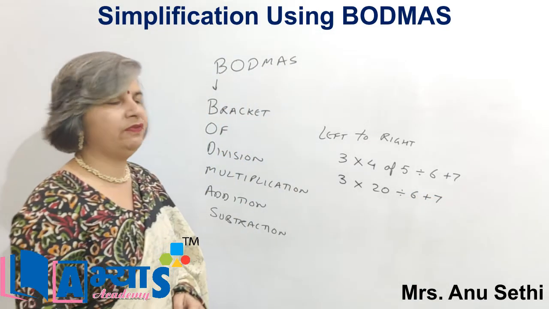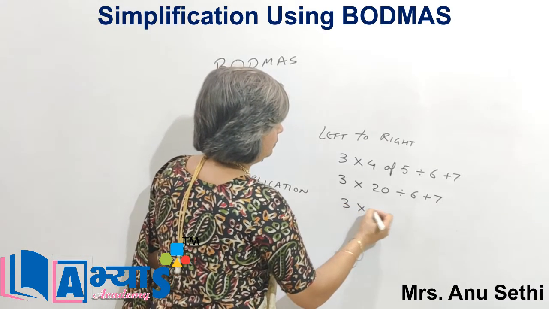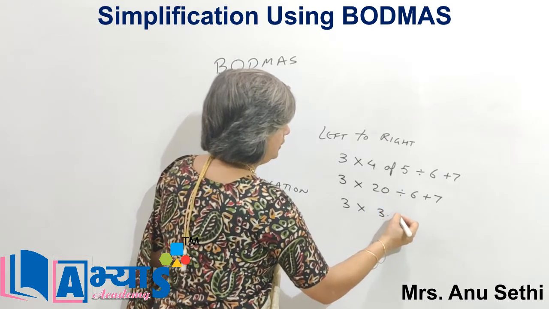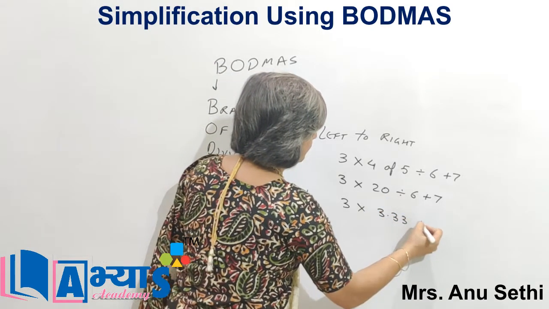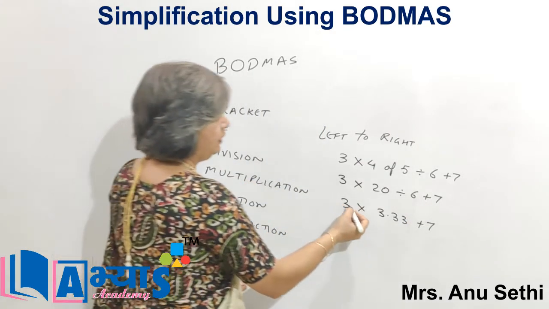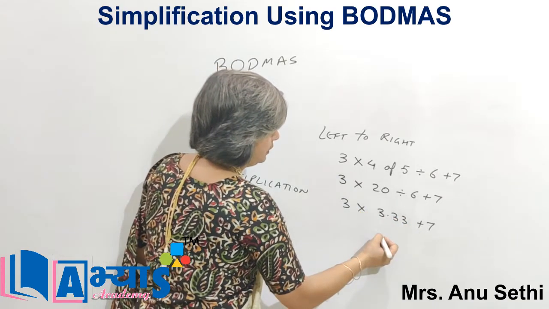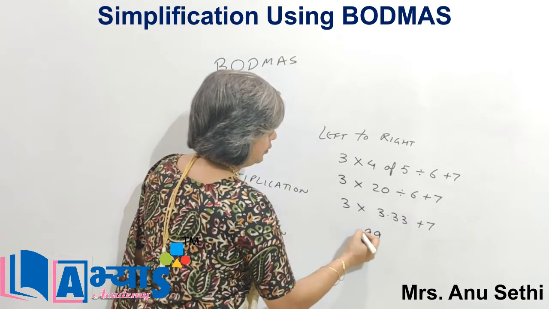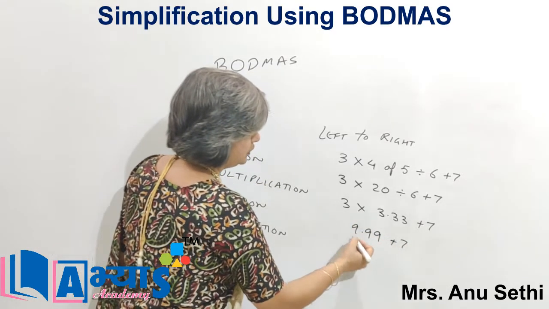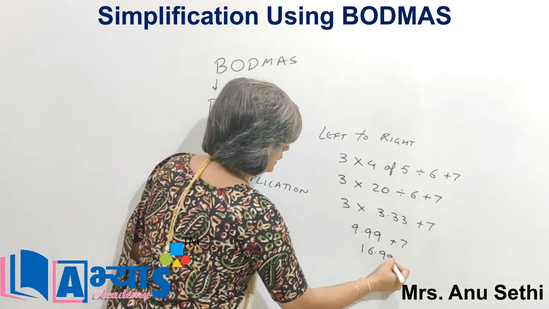The next step is division. That means we will have 3 into 20 divided by 6, that is 3 into 3.33 plus 7. The next step will be multiplication. We will multiply 3 with 3.33 and we will get 9.99 plus 7. And the last step will be solving for addition. That means 7 plus 9.99 gives 16.99.